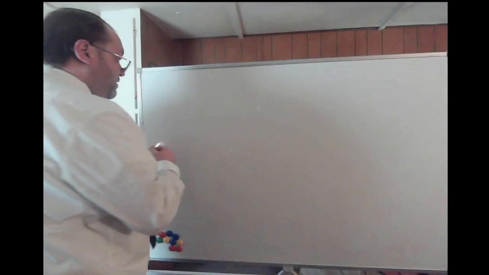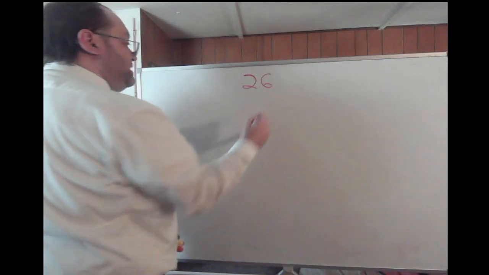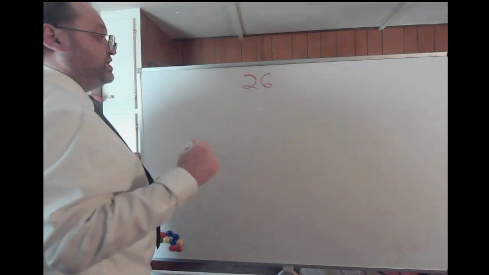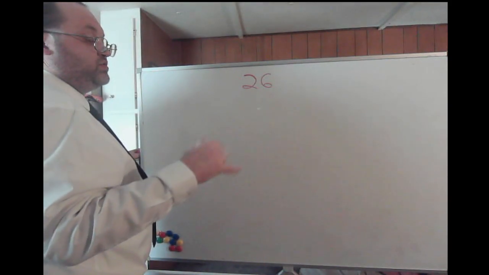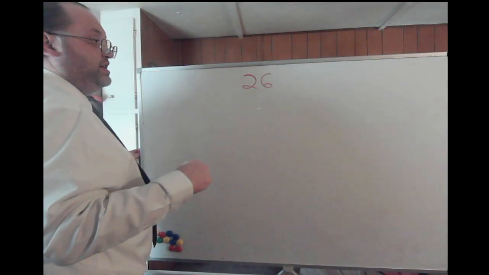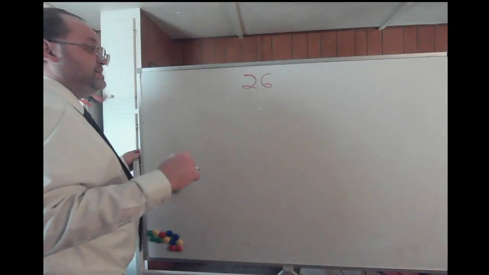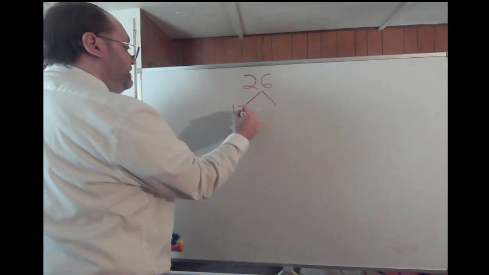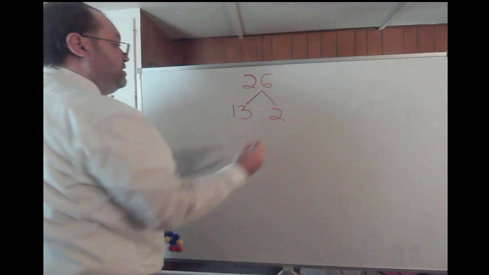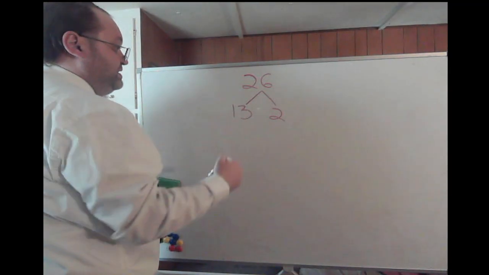Let's go ahead and get started with our first example. Say we have 26. Prime factorization works on composite numbers. If it's a prime number, it's just one and itself, so prime factorization won't work on that. But 26, besides 1 and 26, has 13 and 2 as factors. When you multiply them together, you get 26.